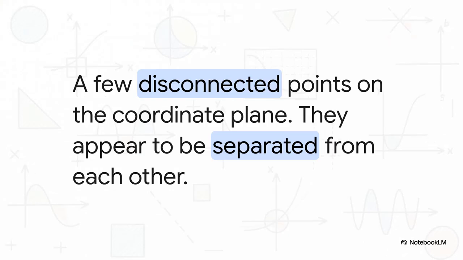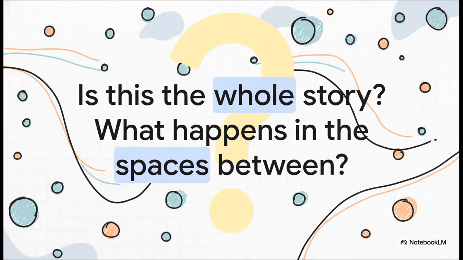So when we plot those first few points, this is what we get. Yep, just a few lonely, disconnected dots. It's not exactly the elegant curve we were promised, is it? So what are we missing here? Yeah, this can't possibly be the whole picture. The real story, the interesting part, it has to be hiding in all that empty space between the points we've plotted. So what's going on there?